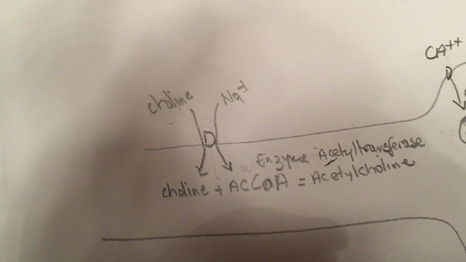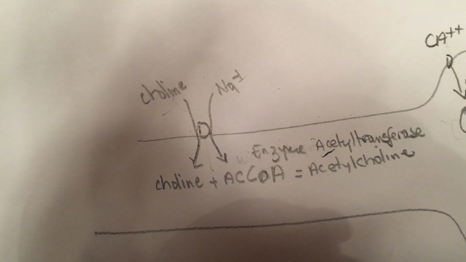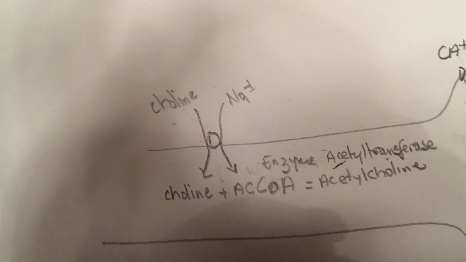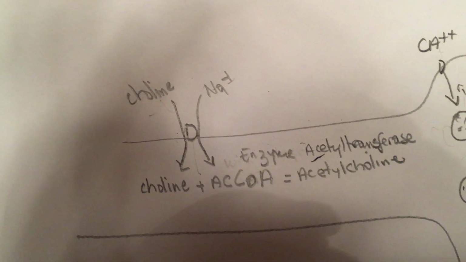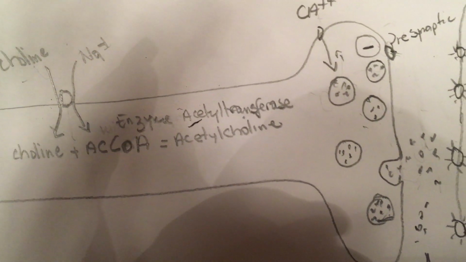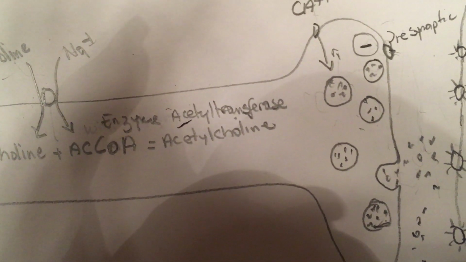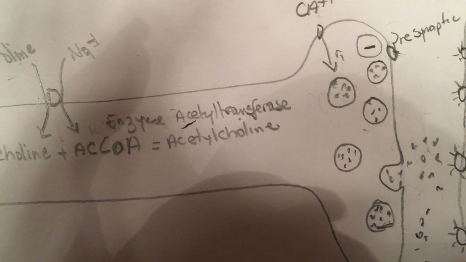Hello, everybody. My name is Darlene, and this is the story of how acetylcholine is synthesized, put into vesicles, and also causes a reaction at the postsynaptic membrane. It could be a muscle fiber or another neuron.